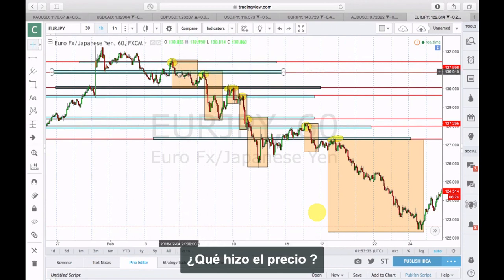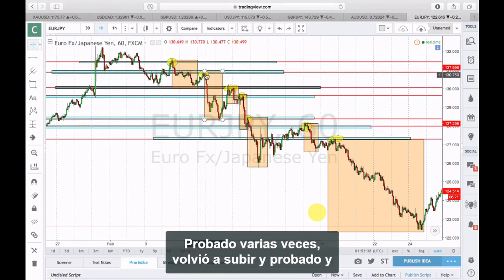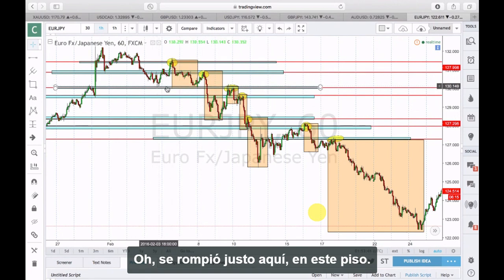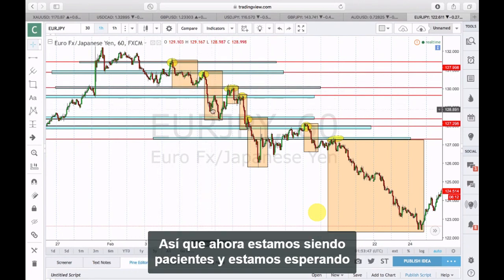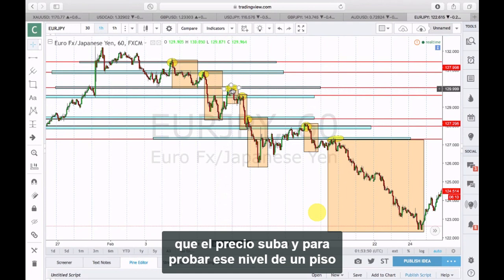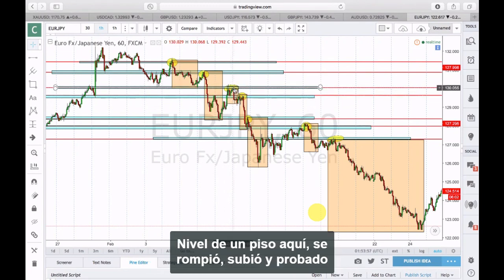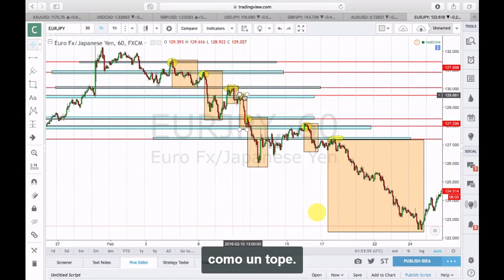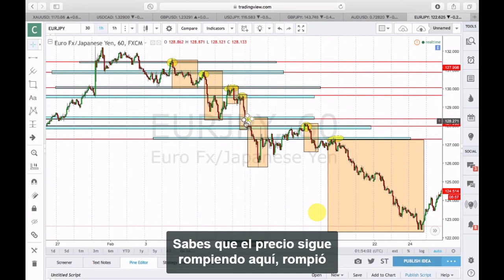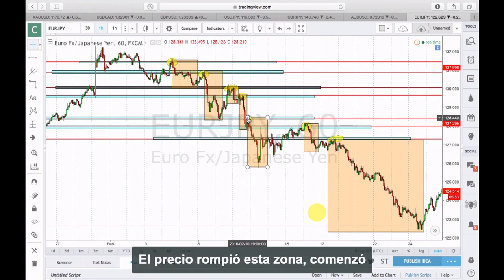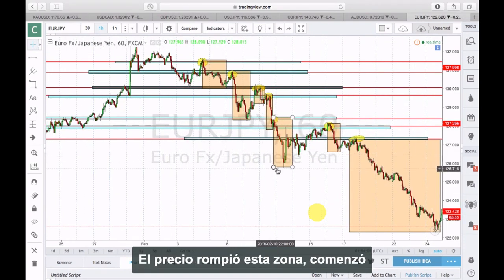What did price do? Tested multiple times, came back up and tested, and then it dropped. When it dropped, using the horizontal line, where did it break? Oh, it broke right here, this floor. So now we're being patient and we're waiting for price to come up and test that level of a floor as a newfound area of a ceiling. Level of a floor here, it broke, came up and tested as a ceiling. Price continued to break here and broke this level of a floor. What did it do? Came back up to test as the ceiling. Price broke this area, started to continue all the way back up.